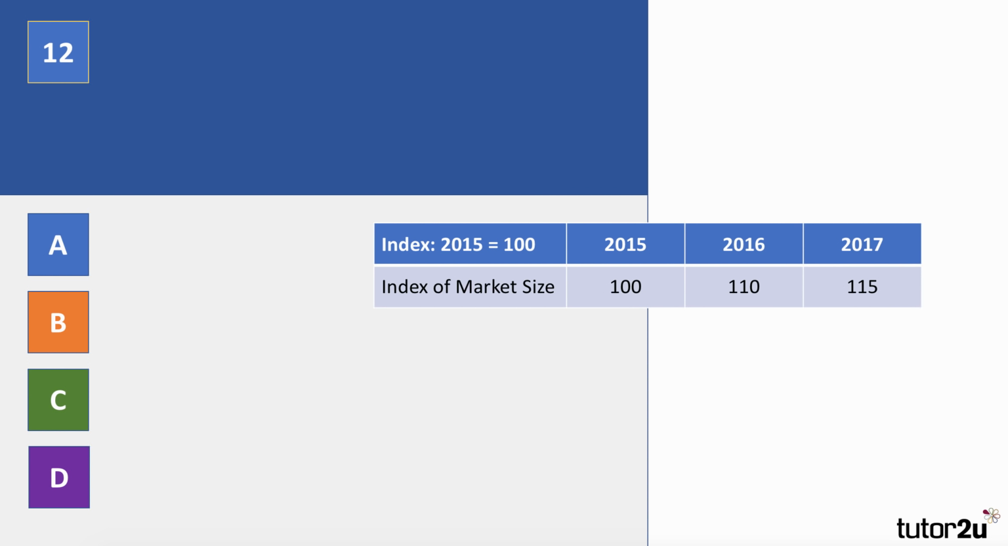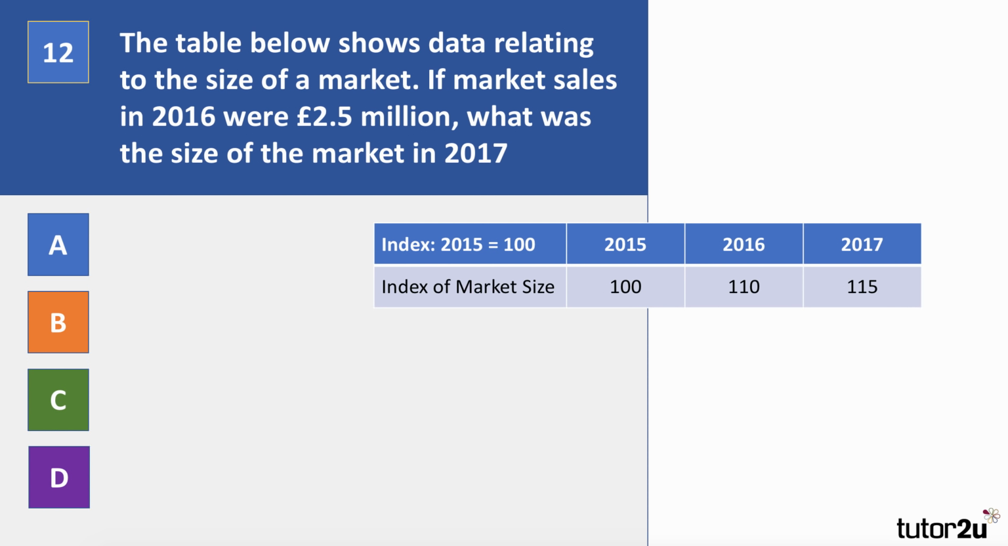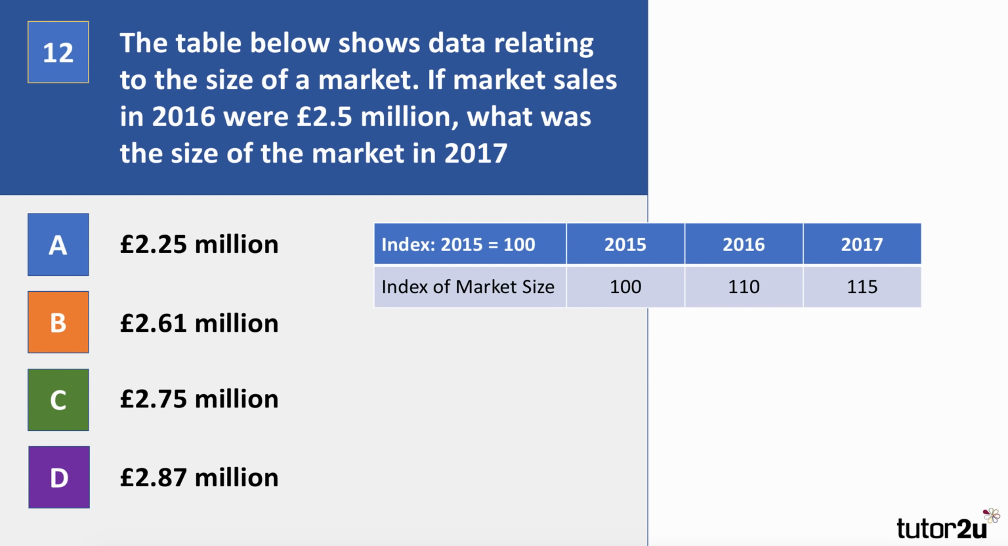Question 12. Here we're given a table of index numbers. The table below, or on the screen there, shows data relating to the size of a market. If market sales in 2016 were 2.5 million, what was the size of the market in 2017? So, calculators to the ready, have a go at that one.